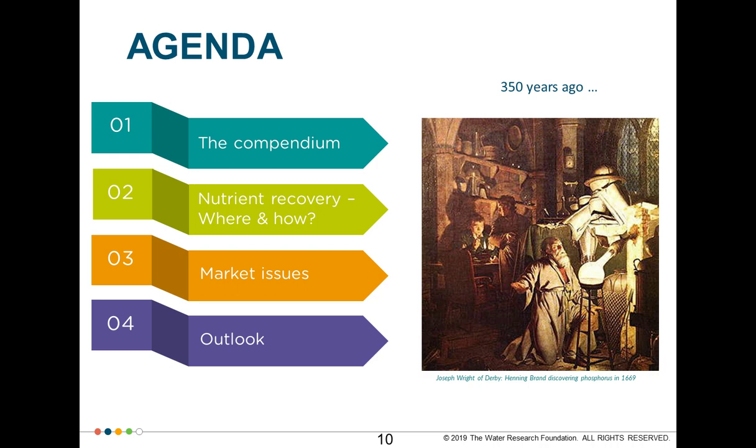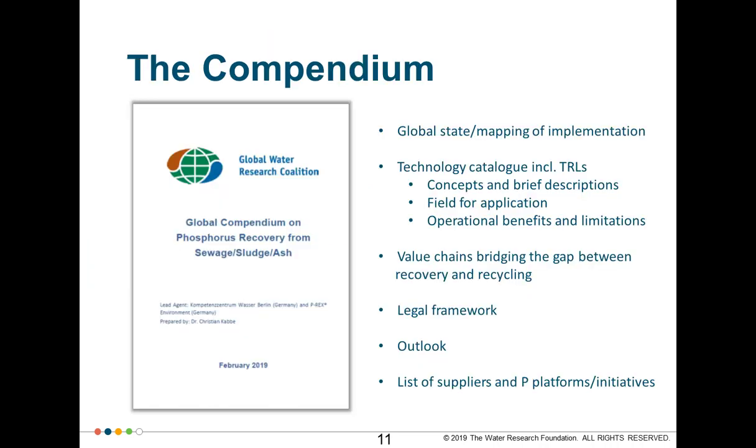What you can expect from this presentation is a short insight on the scope of the compendium. Then I will briefly explain some approaches of nutrient recovery, where and how. I will also reflect on some market issues and give you an outlook before I hand over to Matt. Maybe by accident, this year we have the 350th anniversary of the discovery of phosphorus by German pharmacist Henning Brandt, based in Hamburg.